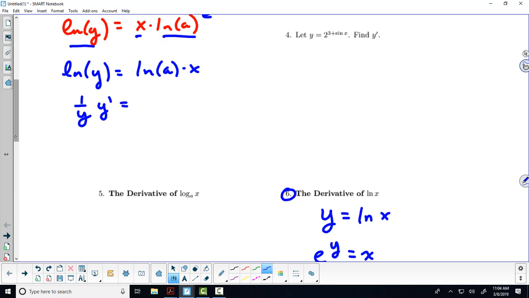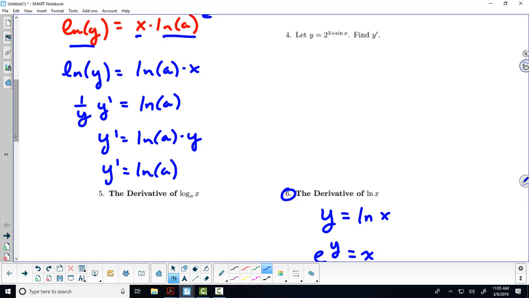Equals, what's the derivative of a constant times x? It's just that constant, right? If I said we had y equals 3x, what is the derivative of the constant times x? It's just the constant, right? So don't let the disguise fool you. It's just a constant. Okay. So this gives us that y prime over y is equal to the natural log of a, or y prime is equal to the natural log of a times y.